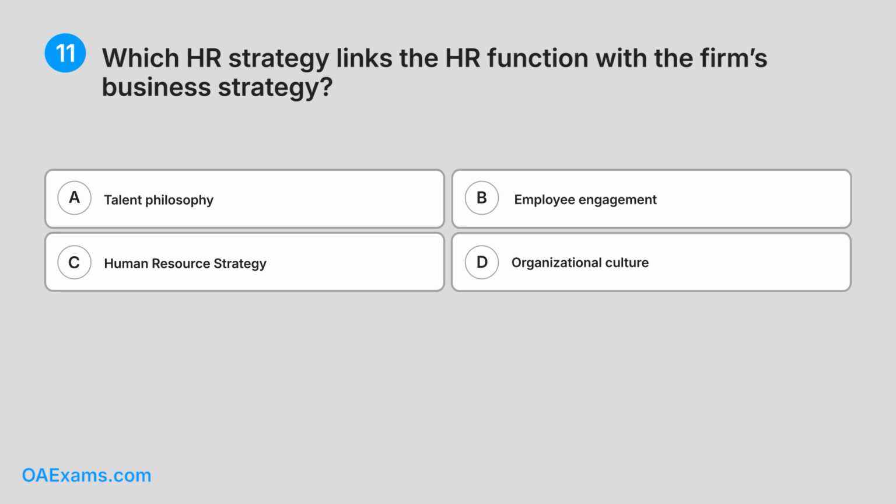11. Which HR strategy links the HR function with the firm's business strategy? A. Talent philosophy. B. Employee engagement. C. Human resource strategy. D. Organizational culture. Do you know the answer?